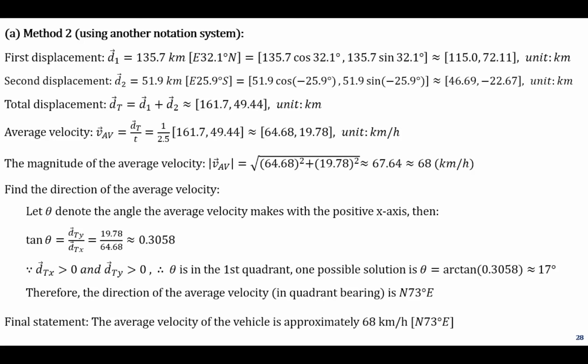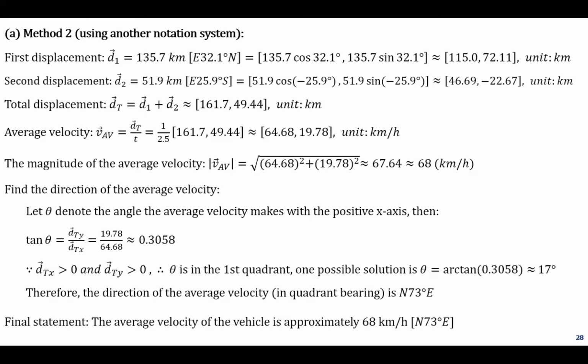So if you know the two components for a vector, then you can find the magnitude of the average velocity, right? The magnitude of the average velocity should be the square root of the squared x component plus the squared y component, which is approximately 67.64, which is approximately 68 kilometers per hour. Then remember, velocity has direction as well. So next we can find the direction of the average velocity.